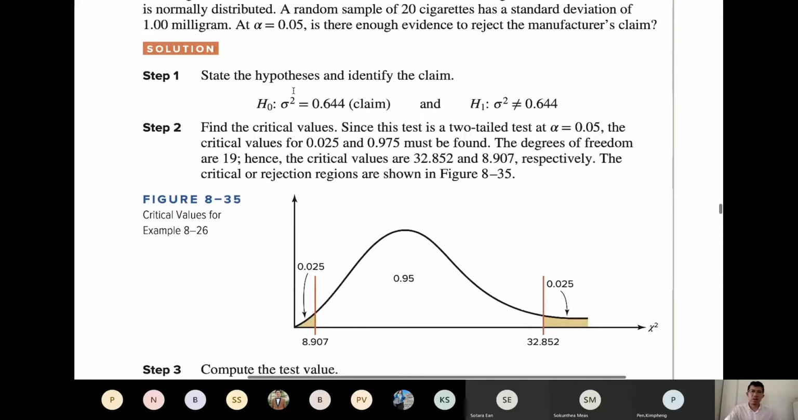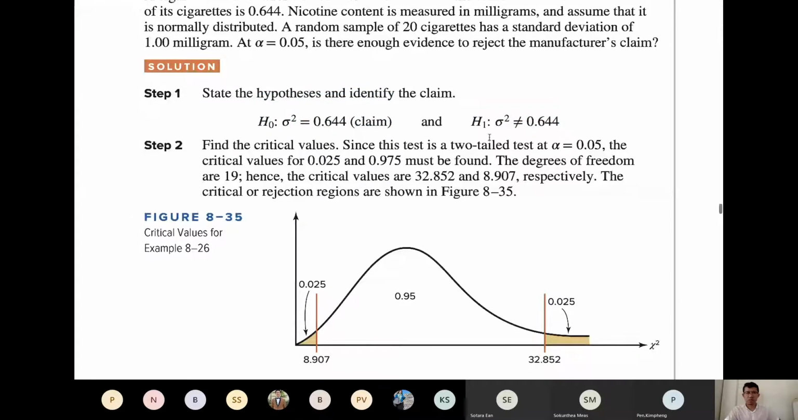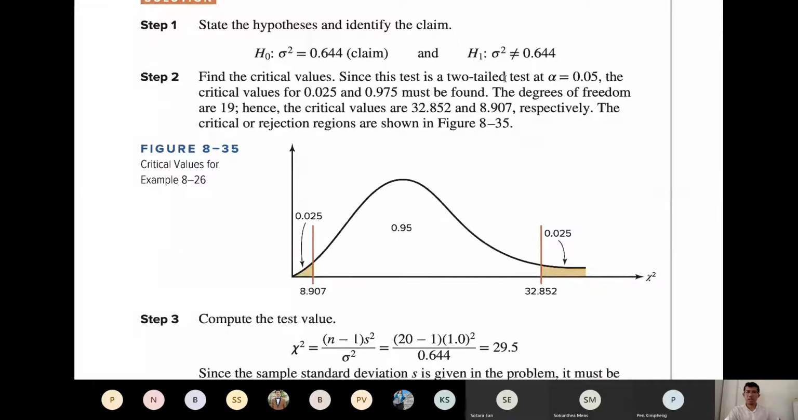So based on what is told, you have to state the hypotheses and identify the claim. Okay, this is the claim because he claimed that the variance is this value, and this is the alternative, right? The alternative. So again, in this case, because the alternative is different, it is a two-tailed test, right? Two-tailed test.